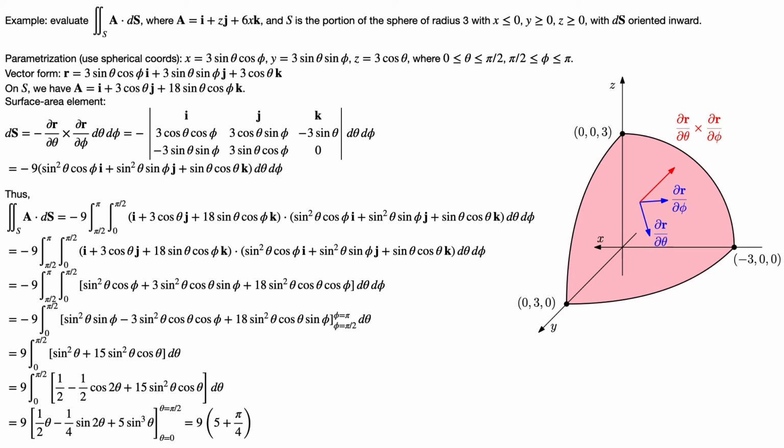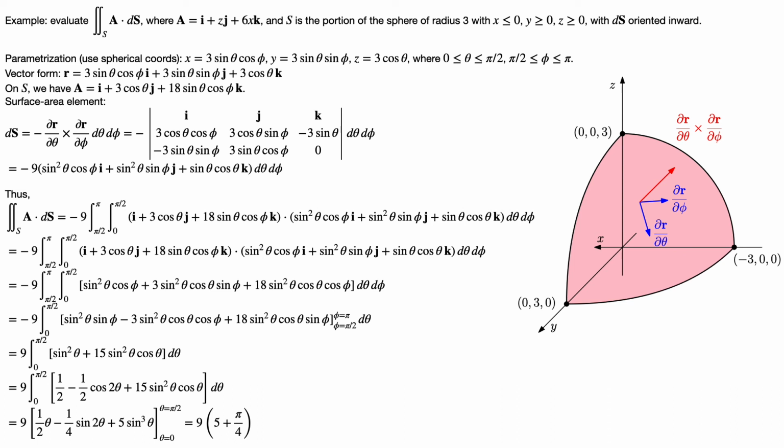Another example. This time it's a vector type surface integral. We want the integral of A dot dS, where A is the vector field xi plus zj plus 6xk, where the surface is part of a sphere of radius 3, where x is less than or equal to 0, but y and z are greater than or equal to 0.